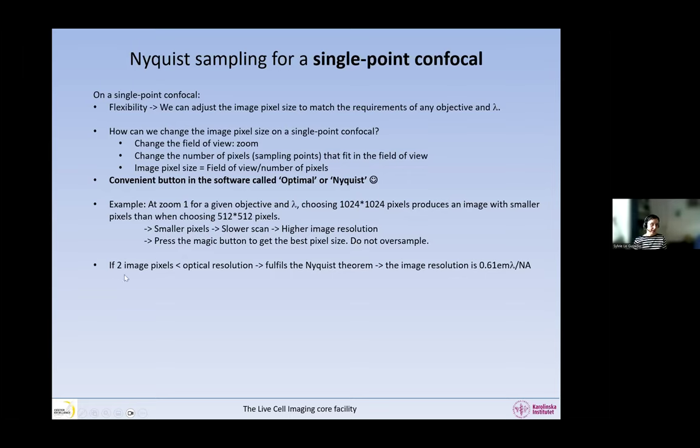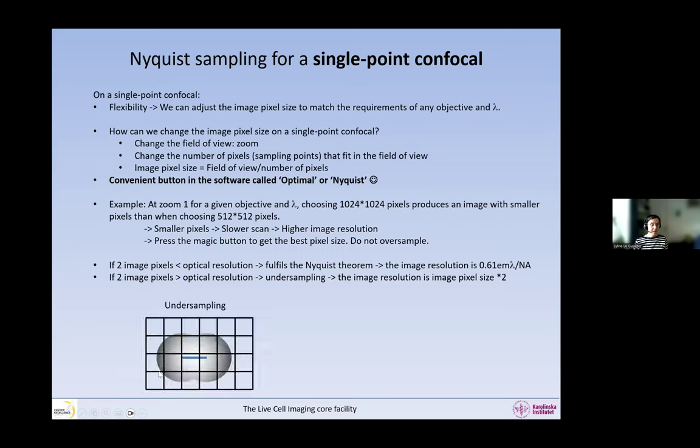So if two image pixels are smaller than the optical resolution, then we fulfill the Nyquist theorem, right? We have two sampling points within the thing that we want to resolve. And in this case, the image resolution is the same as the optical resolution. But if two image pixels do not fit into the optical resolution, so the pixel size is larger, then we undersample. And in this case, the image resolution is twice the pixel size that we have. So then the image resolution is limited by the pixel size.